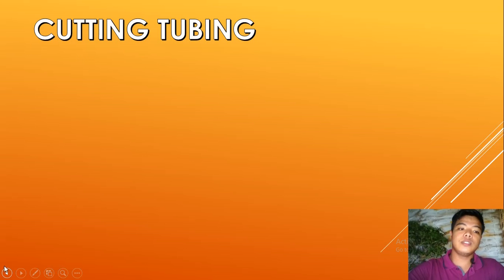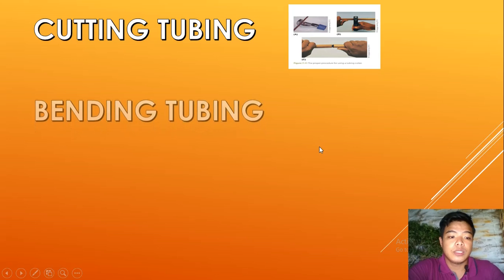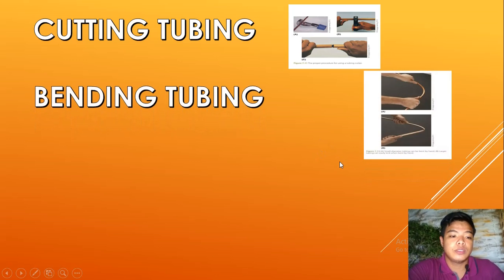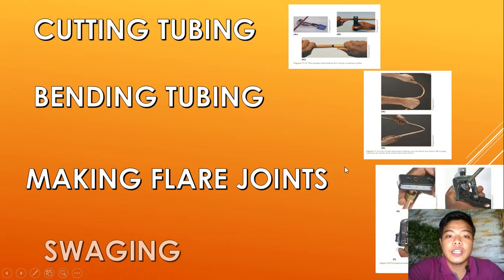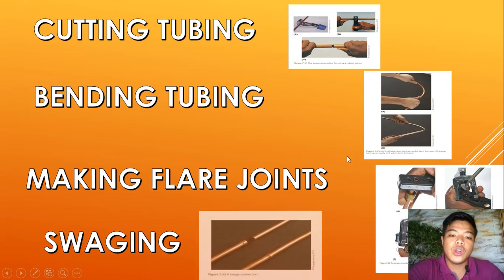So, there are steps or process in cutting piping. First is cutting tubing, bending tubing, making flare joints, and swaging.